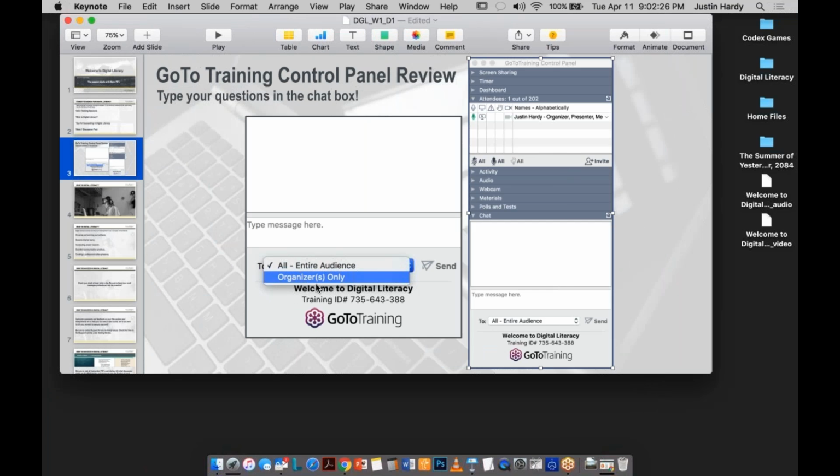Also, there is a way to filter your chat. You can see here that you can chat to everyone in your entire audience, or you can chat to your individual instructor. That's going to be our organizers, Jeremiah and myself. So if you have a question that you just want to ask us specifically, you can change your chat filter from the entire audience to organizers only, and you'll just be speaking to your instructors instead. Okay, so that's the go-to interface in a nutshell.